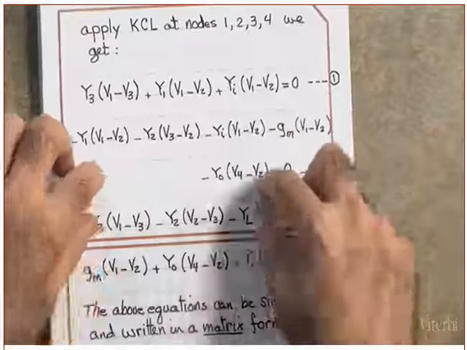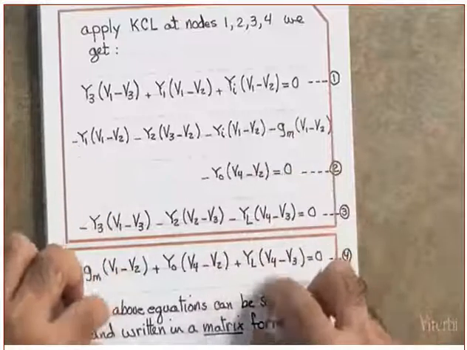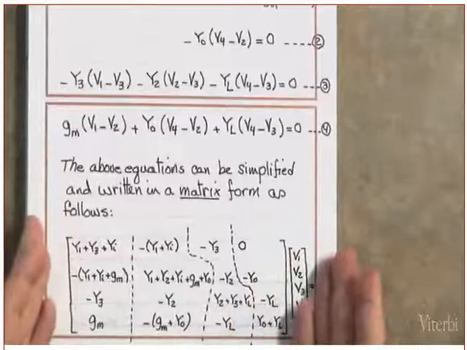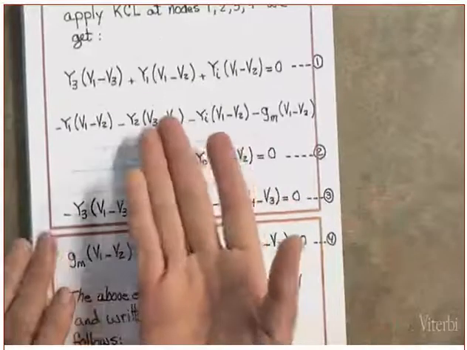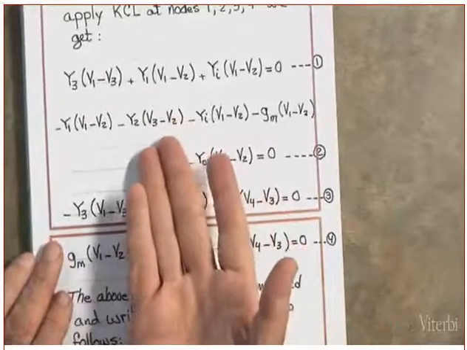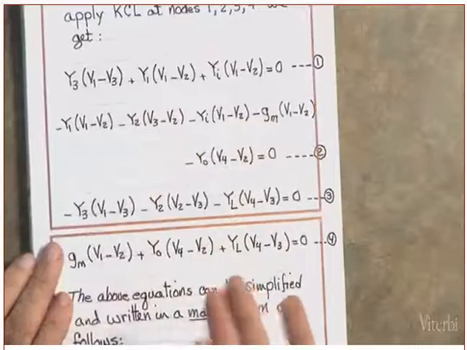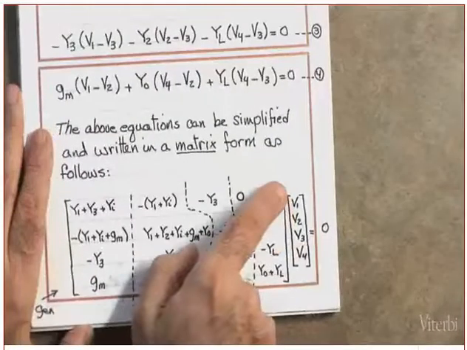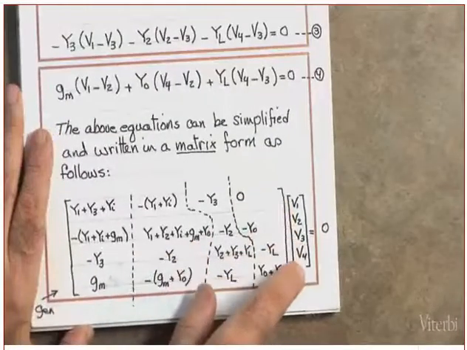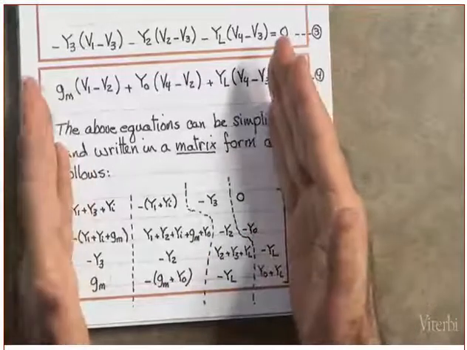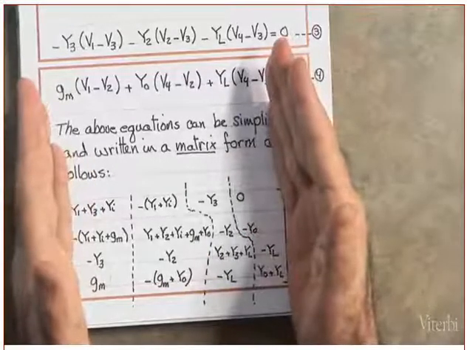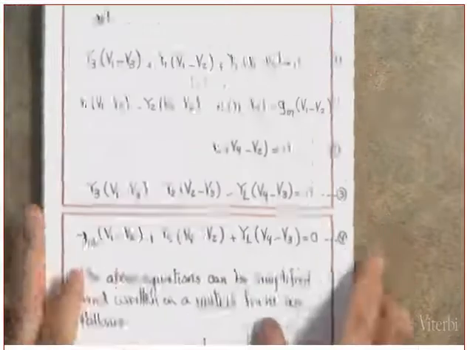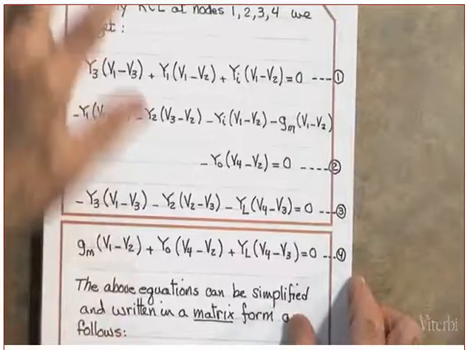I do the same thing with node 2, node 3, node 4. Yes? And then I assemble them in a matrix format. In a matrix format, how many variables? 4 variables. Yes? How many equations? 4 equations. So I have a matrix times a vector V1, V2, V3, V4 equal to 0. And then I have this matrix. Did you get this or not? Yes or no?